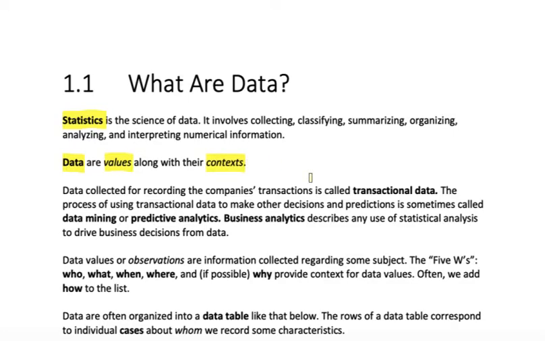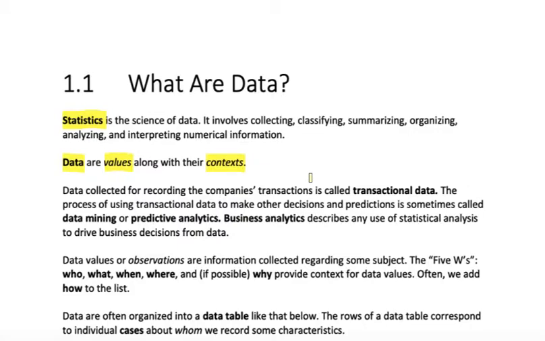A really common use of statistics in the business world is looking at transactional data, where businesses look at who is buying products, what products they're buying, when they're buying them, where they're buying them, and they use this information to make decisions about what they're going to do in the future, where they need to send more products, where they need to send fewer products. All of those kinds of decisions are based on statistics.